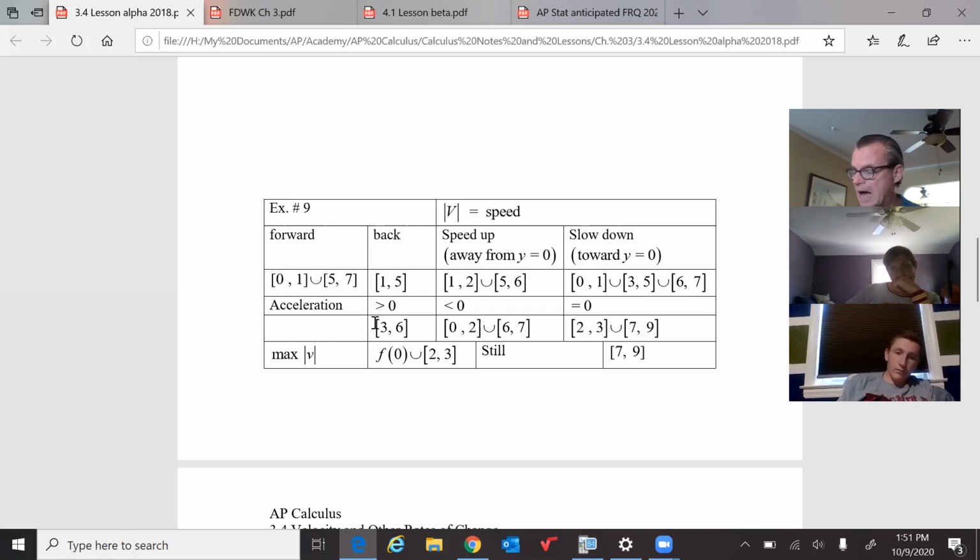The maximum velocity. Now this is interesting, ready? It happens at the end point. At 0, that's as far from the x-axis as it is between 2 and 3. So don't forget the endpoints. And then it's still between 7 and 9 seconds.